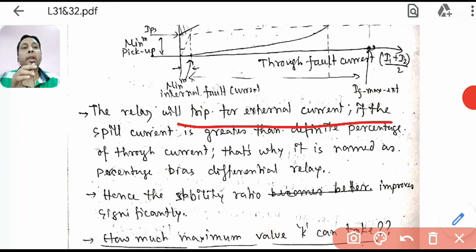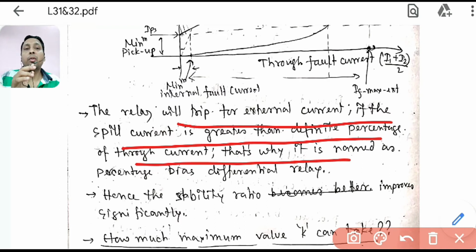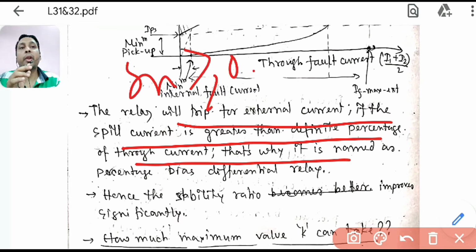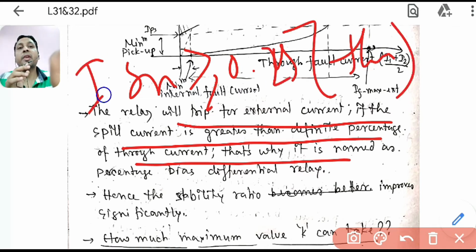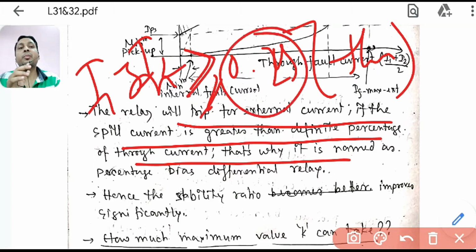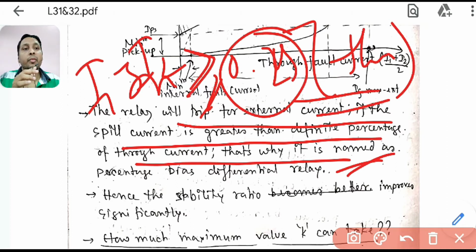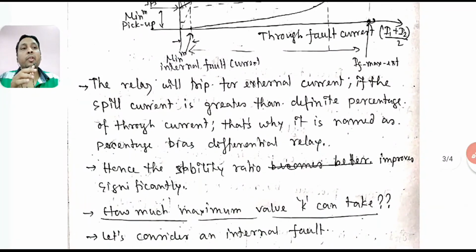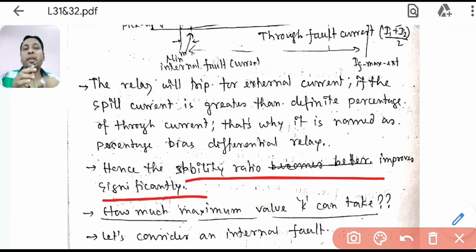The relay will trip for external fault current if the spill current is greater than a definite percent of through fault current. You can see your spill current is greater than or equal to 0.25 of that through fault current. This was I1, spill current was I1 minus I2, you can see that equation. So if it is greater than this much percentage of your fault current, then only it will trip. That's why it is known as percentage bias differential relay. So the stability, you can see, is improved by a major amount.